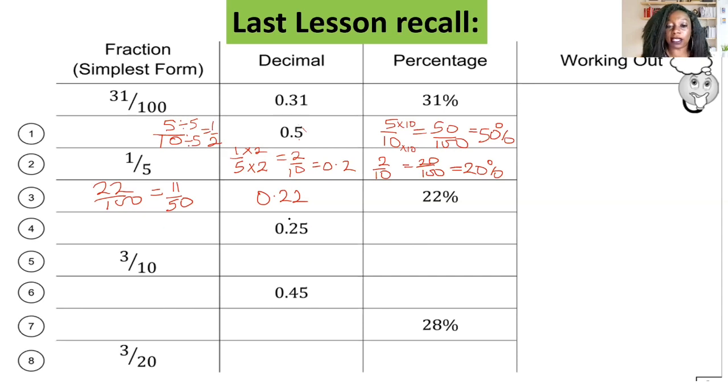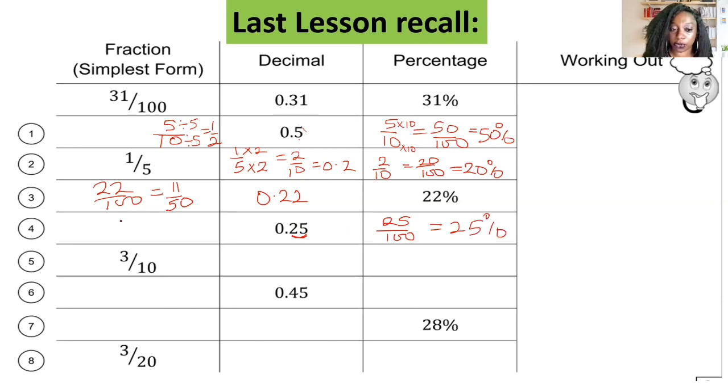This bit here, you have 0.25, which is the same thing as 25 over 100. Why is it over 100? Because you've got 2 digits here, which is 2 decimal places. And so you have 2 zeros in your denominator, which is 25%.